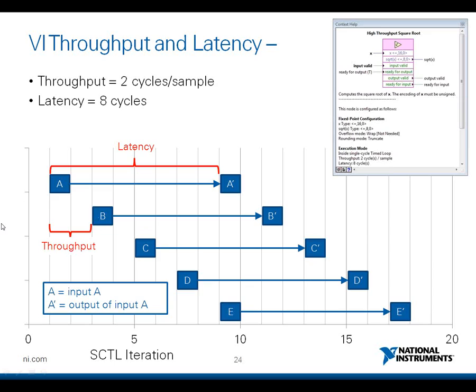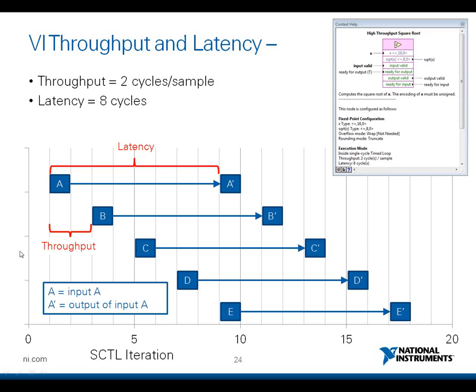The function requires 8 cycles from the time it accepts input A to when it generates the valid output A', which corresponds to A. Notice that 8 SCTL iterations occur between input A and output A', input B and output B', and so on. This example function requires 8 cycles before it outputs the first valid result. But afterwards, this example function will output a new valid result every 2 cycles, which is the throughput.